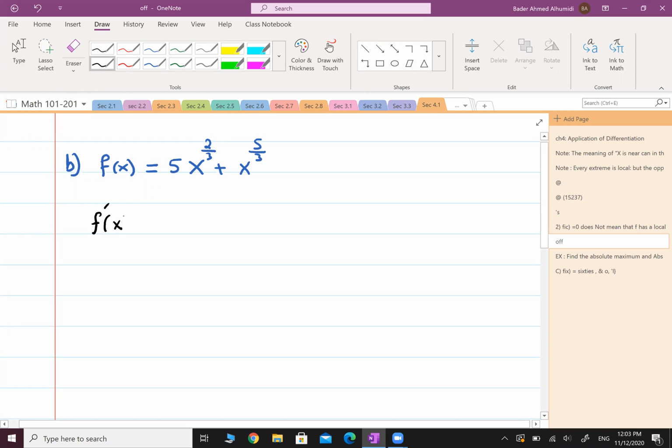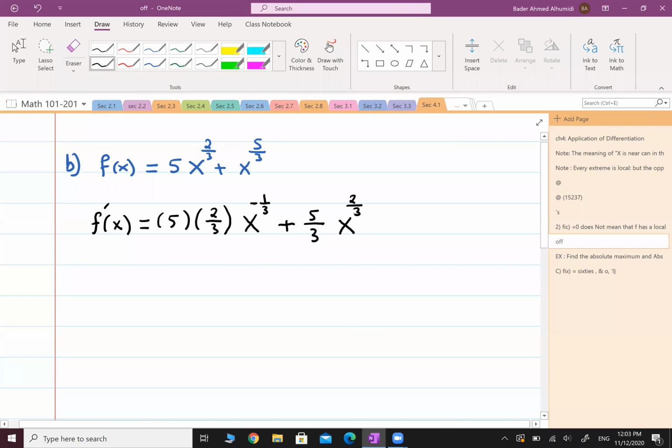f prime of x. The answer will be 5 times 2 over 3. I take the exponent down, multiplied by x to the power 2 over 3 minus 1, that is minus 3 over 3, that is x to the power minus 1/3, plus 5 over 3 times x to the power what? 5 over 3 minus 3 over 3, that is 2 over 3. That is the expression for f prime.